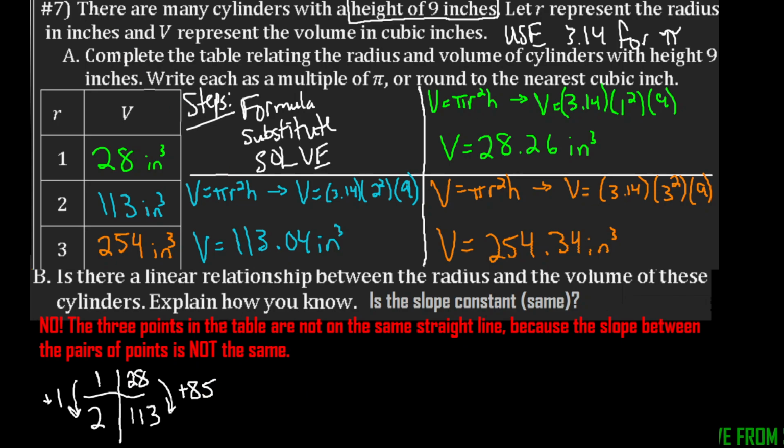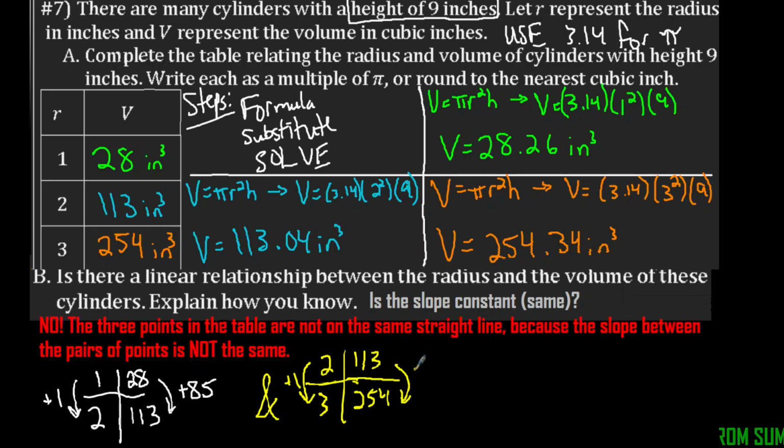And then our other one is going to be like this. So we can make a little table here from those 2 points. So 2,113, and our last point is 3,254. Still increasing by 1, but our change in y is going to be 141. So again, just remember when you say about your slope.